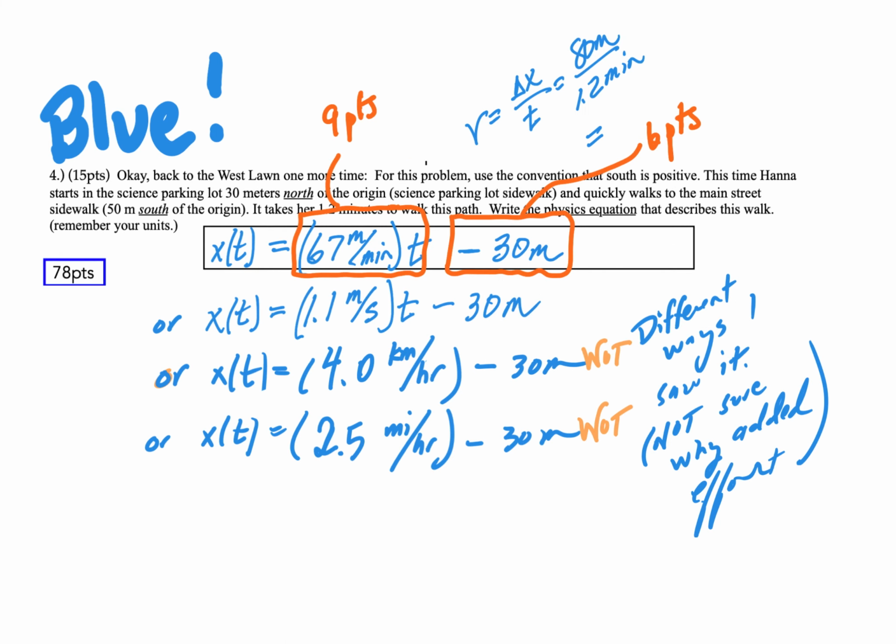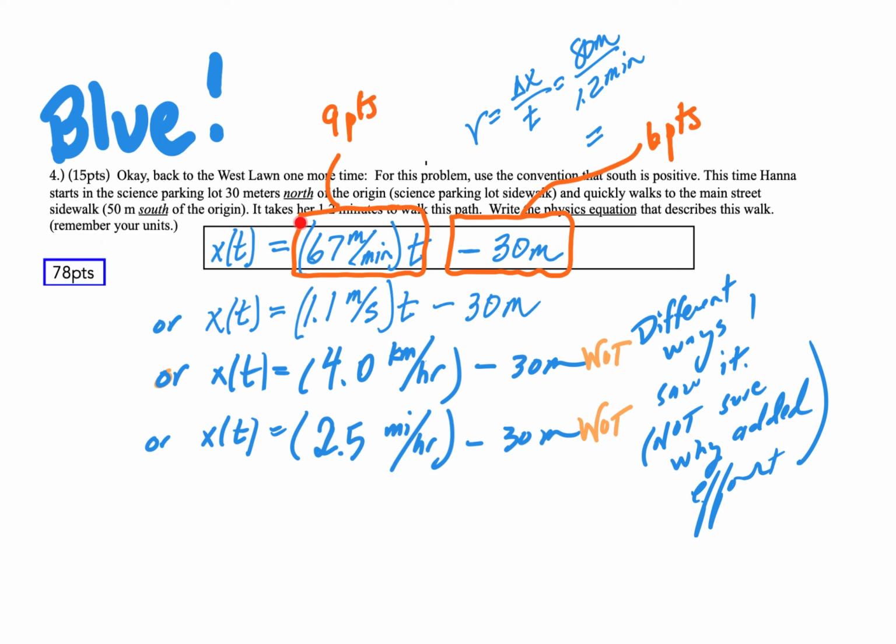Okay, this one, you had to kind of interpret what the paragraph was saying. This is a little harder. It's definitely not worth being black, but a lot of people got partial credit on it. Some people thought that it was a minus 50 because you go 50 meters south, but that negative 30 there is telling you where you start. Some thought it was a plus 30. But remember, we're saying south is positive here. So you start off north of the origin. That means you're actually negative 30 meters initial position.